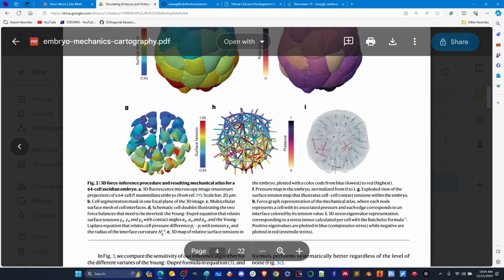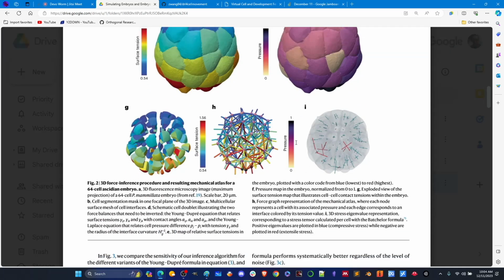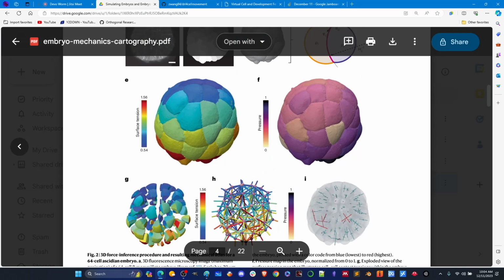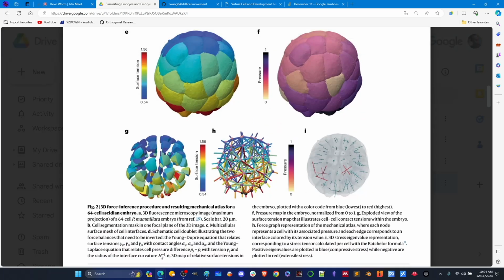And then G, H, and I are down here. G is an exploded view of the surface tension map. So we have E, the surface tension map, and G, where it's exploded. All the cells are exploded out, and you can see the cells floating in space. This illustrates cell-cell contact tensions within the embryo. It shows where on these edges they have different tensions. In this edge there's a higher tension than on this other face of this cell. So you can see that there are junctions where there's a high surface tension versus not.